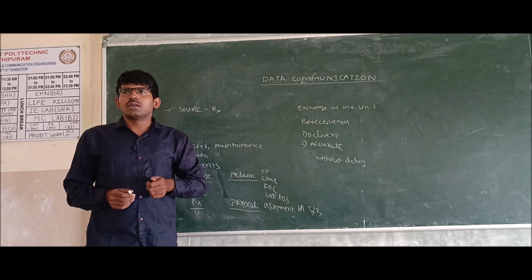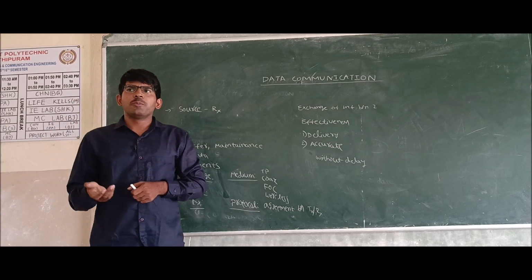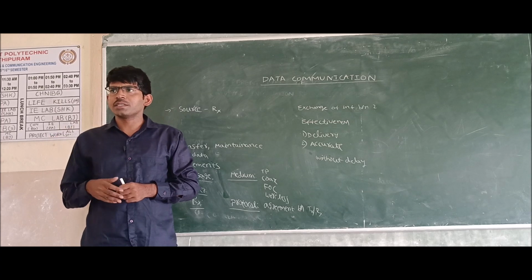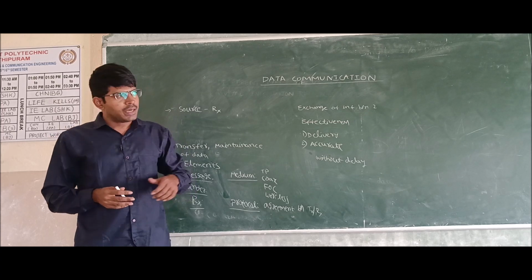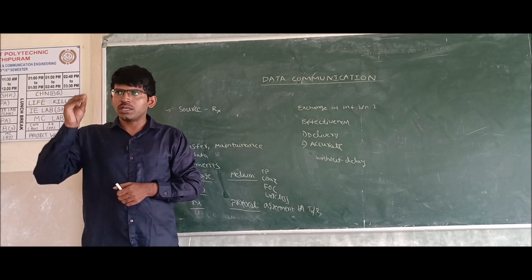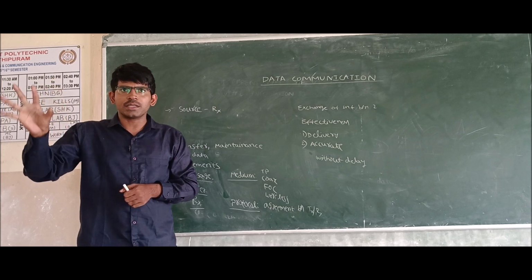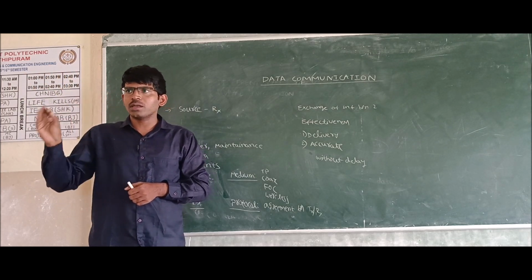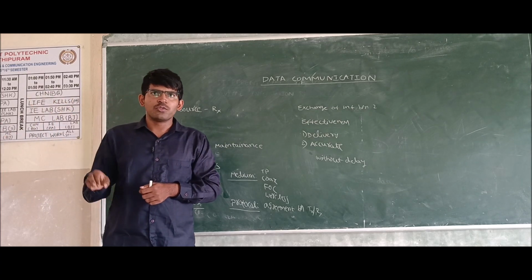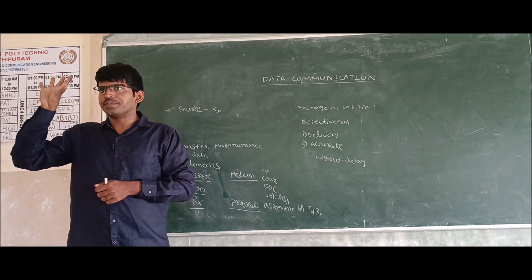Now we are discussing the basics of data communication. You have heard of analog communication and digital communication. There you discussed many analog communication techniques and digital communication techniques. Here in data communication, we don't bother about the generation of the data, how the data is being generated by the transmitter, and we don't even bother how the data is being decoded by the receiver. We only concentrate on the transferring of the data.